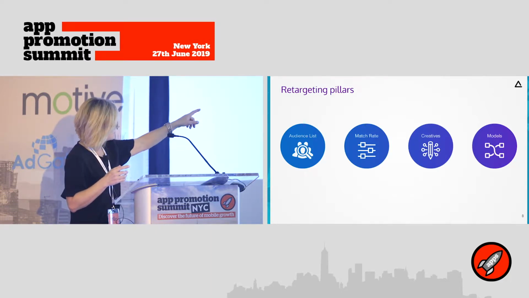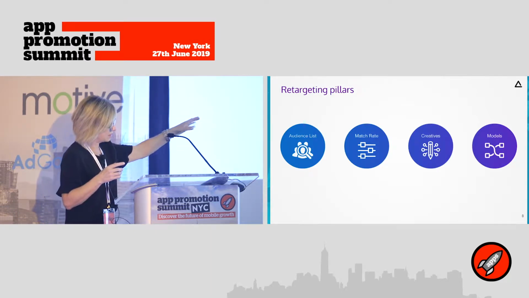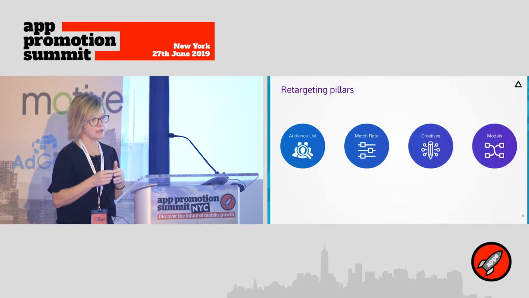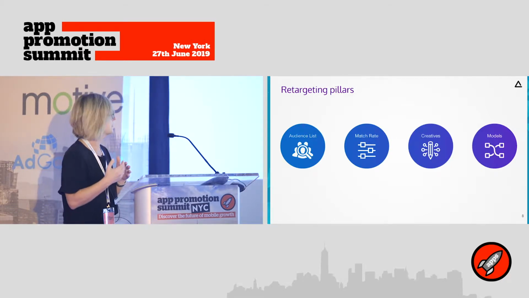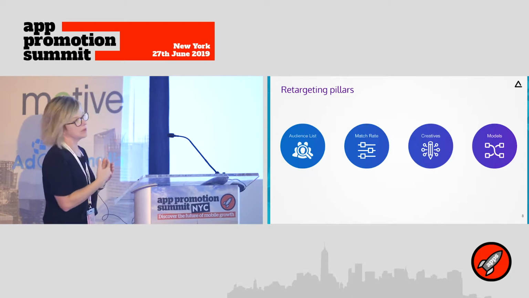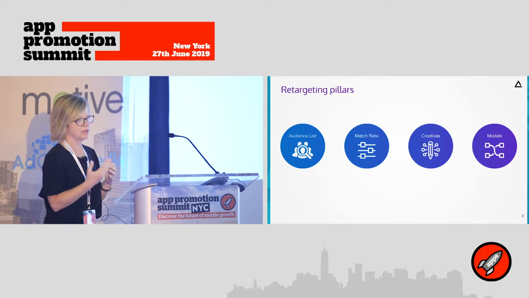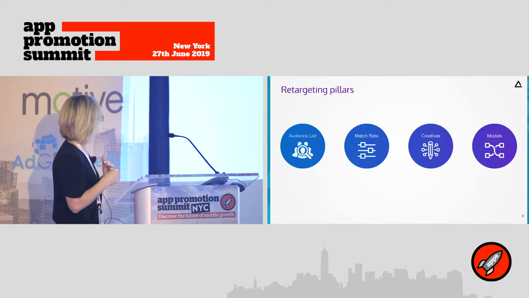On the model front, what we're really talking about is continuing to ingest the data around, did that person actually reinstall? Did that person actually create or do an in-app purchase after we re-engaged with them? So these are the 4 pillars that we look at when we're talking about re-engagement with Archie.